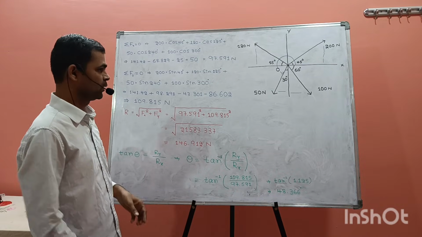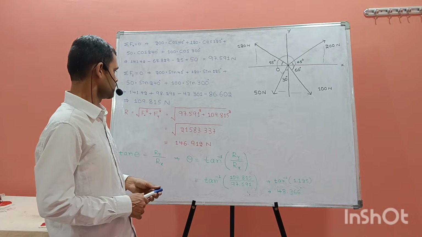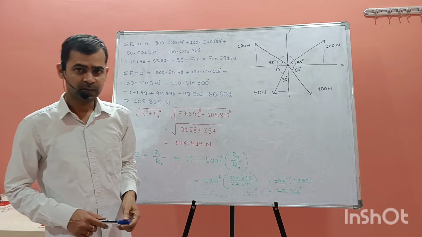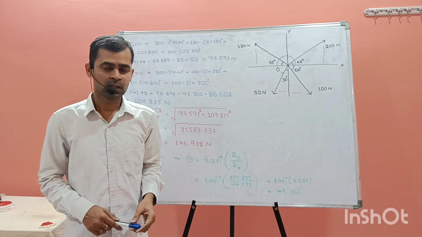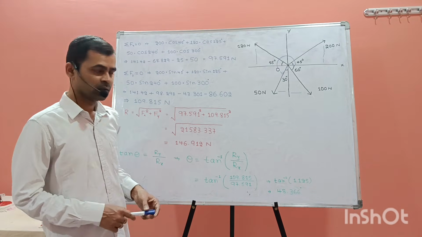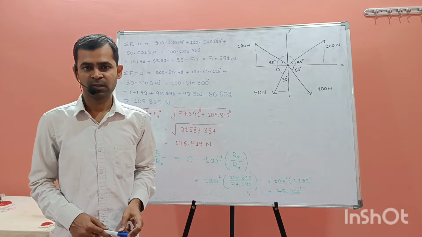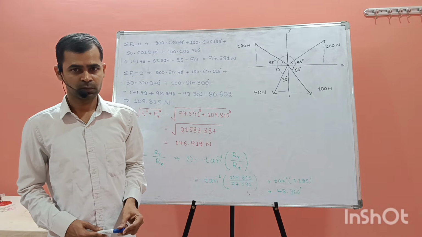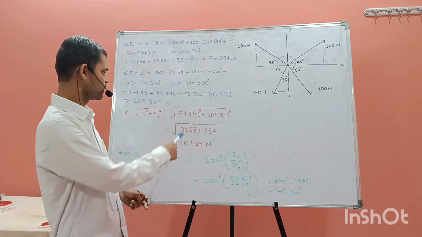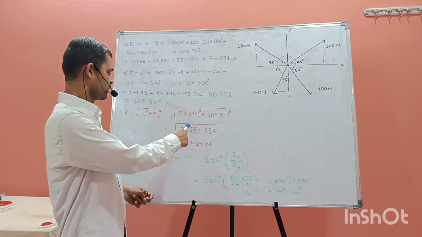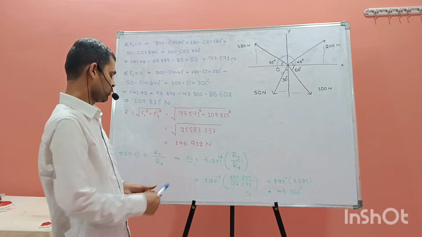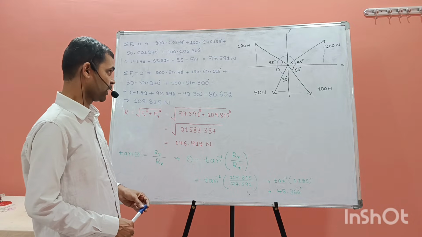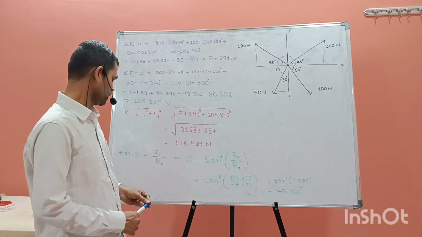So we got forces in the x and y direction, and the resultant force is the square root of Fx squared plus Fy squared. When we substitute those two values in this equation, we get 146.912 newtons.